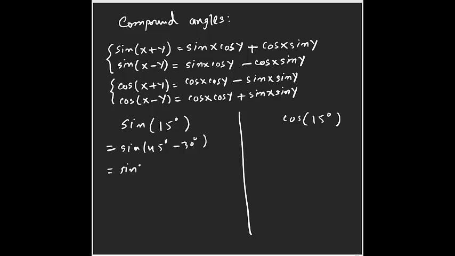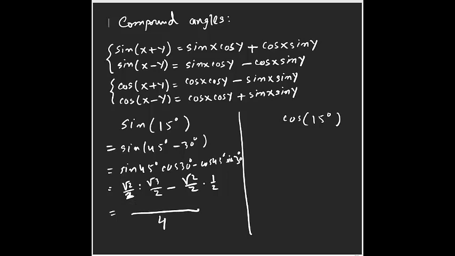So you are writing sine 45 degree cosine 30 degree minus cosine 45 degree sine 30 degree. Sine 45 degree is radical 2 over 2 and cosine 30 is radical 3 over 2, minus cosine 45 is radical 2 over 2 and sine 30 is 1/2. Now we can simplify further. In the denominator you get a 4. In the numerator you have radical 2 times radical 3 minus radical 2. So if I just take radical 2 outside as a common factor, I get radical 3 minus 1.